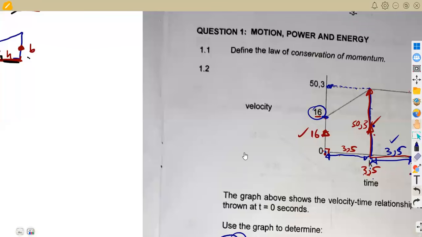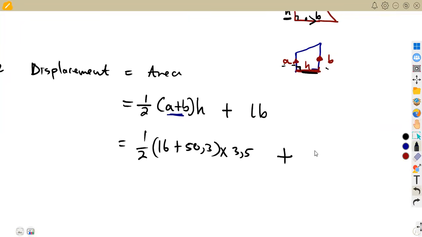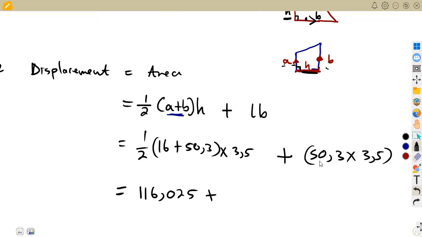So we've got the 50,3, that is the side here, times 3,5, which is simply the difference that we had between the points. So we are going to combine everything now from this part. We are going to obtain 116,025, plus you combine this side, you're going to obtain 176,05. So that is the distance.